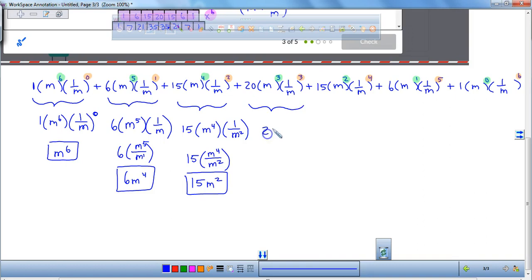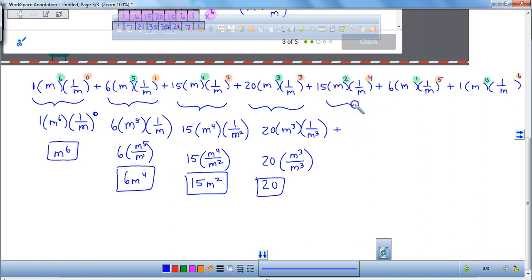We've got 20 times m cubed, because m to the power of 3 is m cubed. And we have 1 over m cubed. So what happens there? Well, that becomes m cubed over m cubed. Those cancel to a 1, so you're just left with 20. And you're done. All right, here we go. Let's check it out. Let's keep going.